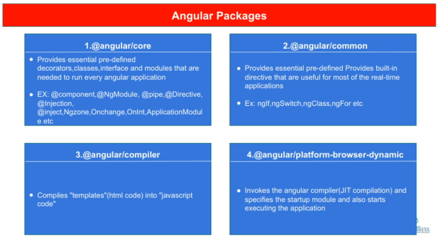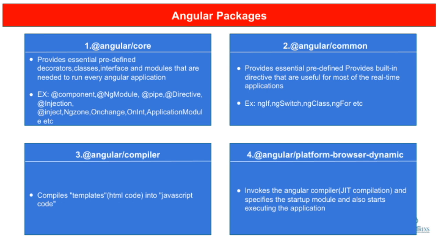Moving on, the @Angular compiler package provides the essential tools needed for this compilation process. It offers built-in directives that are incredibly useful for building dynamic, real-time applications. For example, directives like ngIf, ngSwitch, ngClass, and ngFor help us control what gets displayed, how elements are styled, and how lists are rendered, all dynamically based on your application's state.